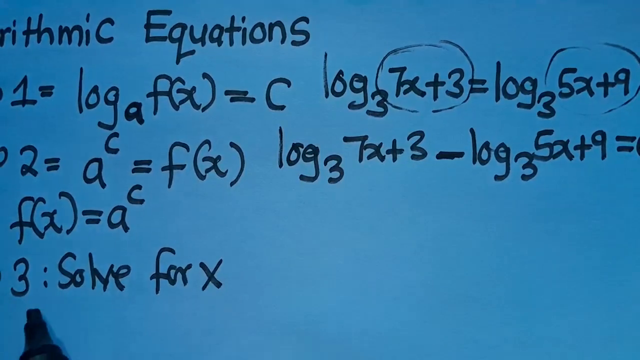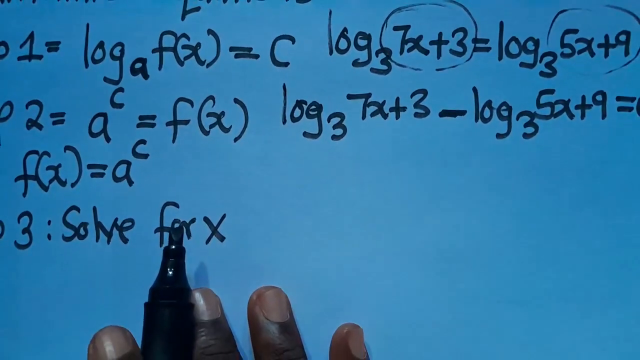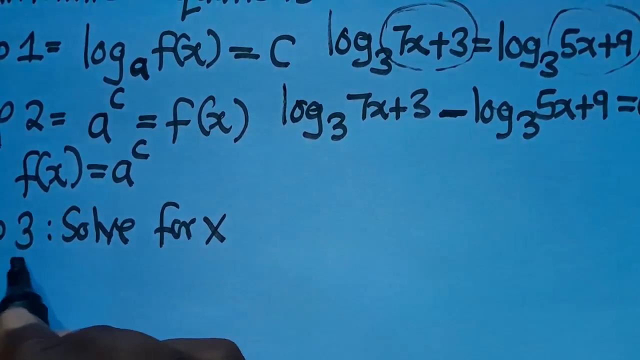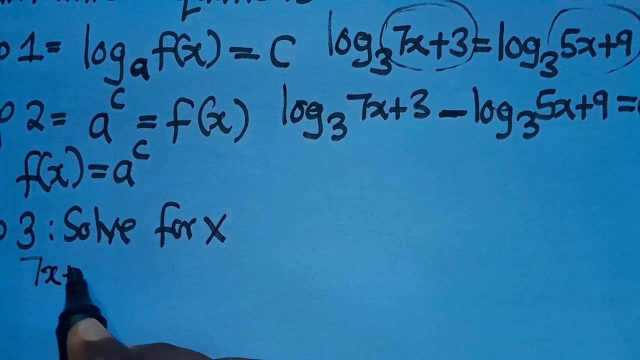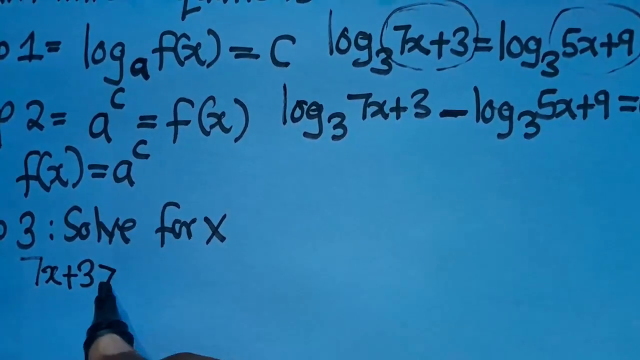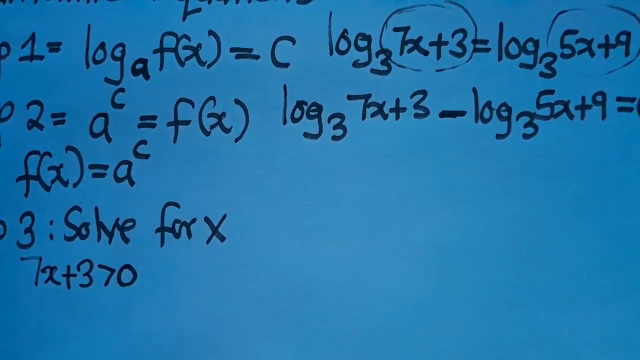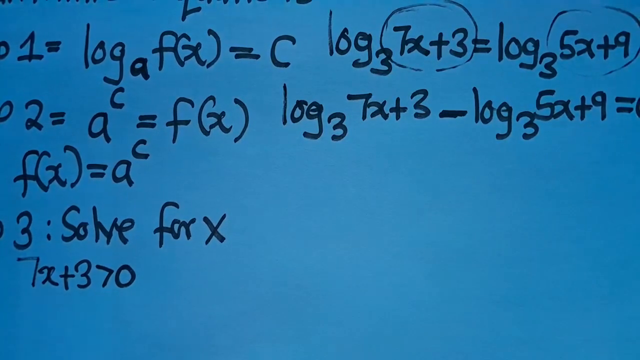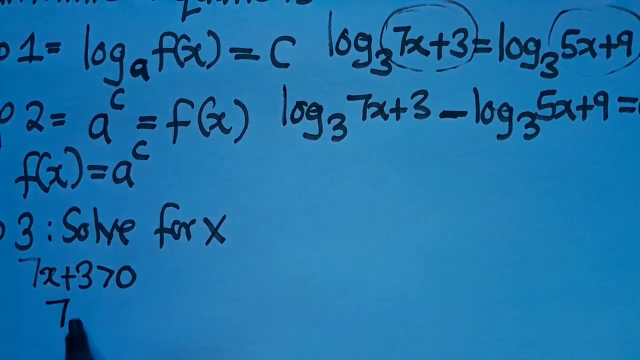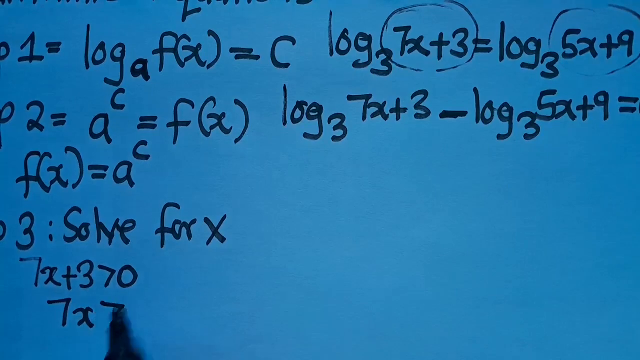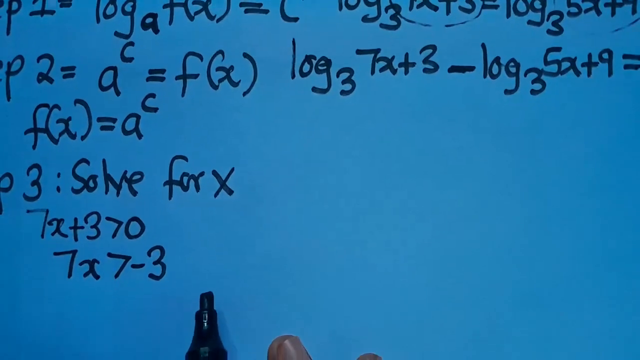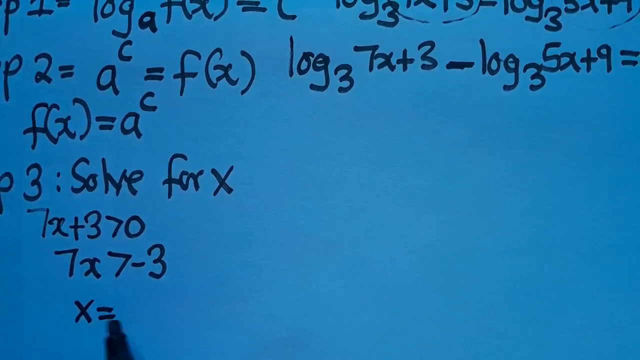I'm going to write it here so that we may understand. That is 7x plus 3. We know that it should be greater than 0. So when you try to solve this, 7x is greater than negative 3, which means that x should be greater than negative 3 over 7.